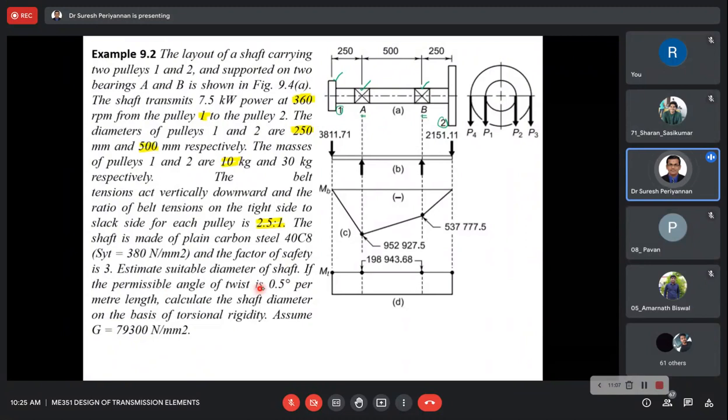If the permissible angle of twist is 0.5 degree per meter length of the shaft, calculate the shaft diameter on the basis of the torsional rigidity. Here the shear modulus of the shaft is given as 79.3 gigapascal, or 79,300 Newton per mm square. These are the parameters given.